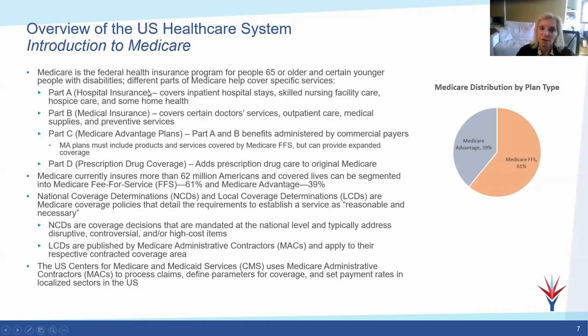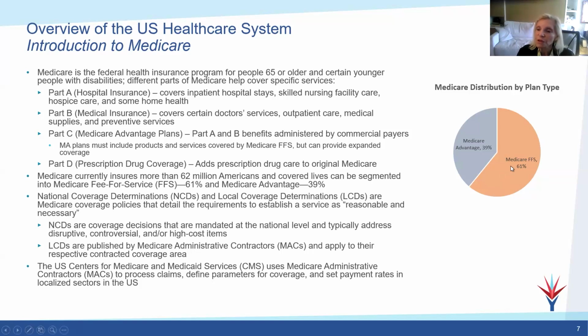Part A, hospital insurance, covers primarily inpatient hospital stays. Part B is medical insurance, which covers outpatient care and doctor visits. Part C is Medicare Advantage plans. Parts A and B benefits are administered by commercial payers. And Part D, which started in 2006, is prescription drug coverage. Medicare currently insures more than 62 million Americans. So if you think about there being more or less 300 million Americans, that's about a fifth of the country.